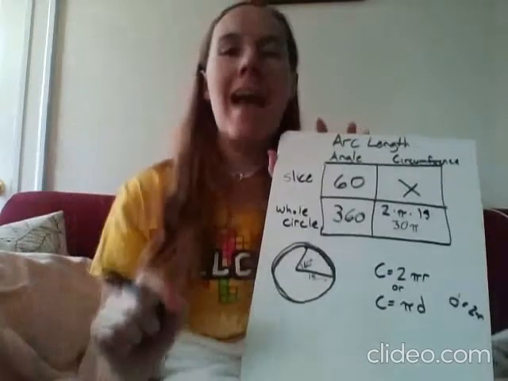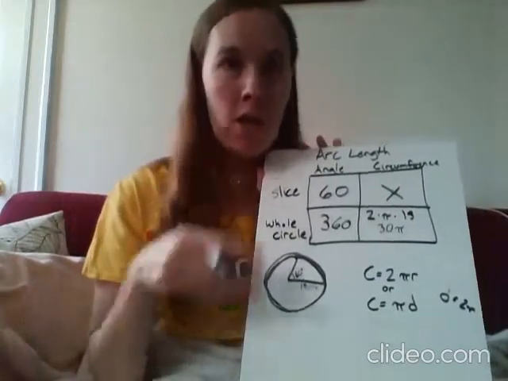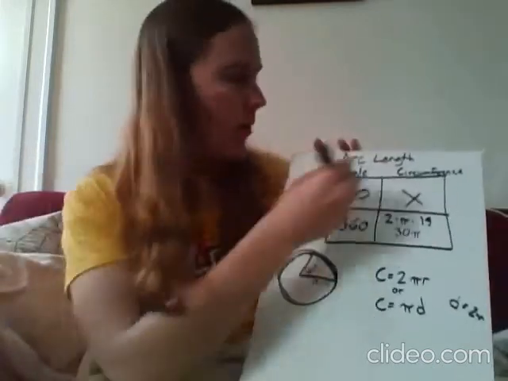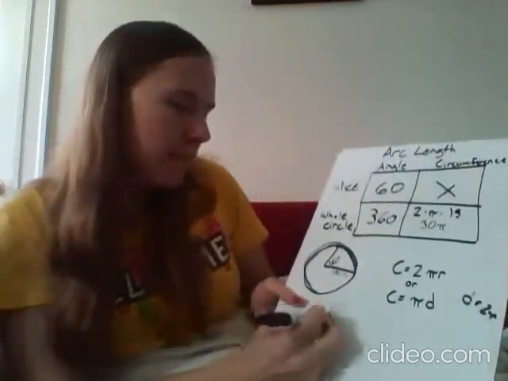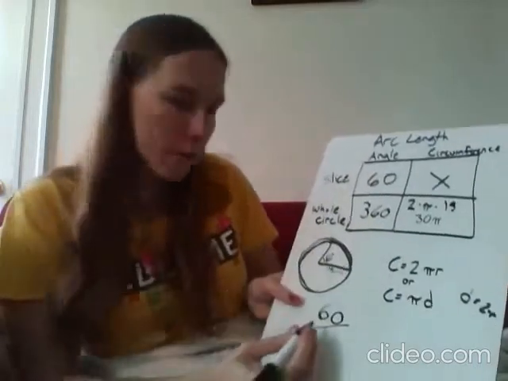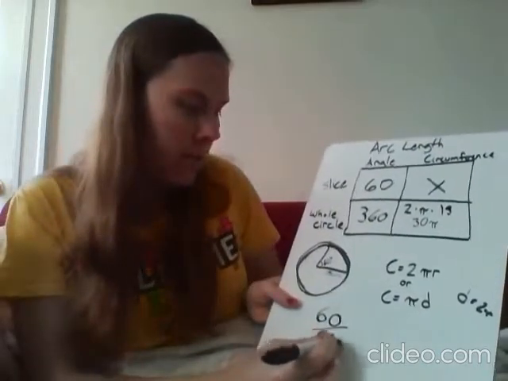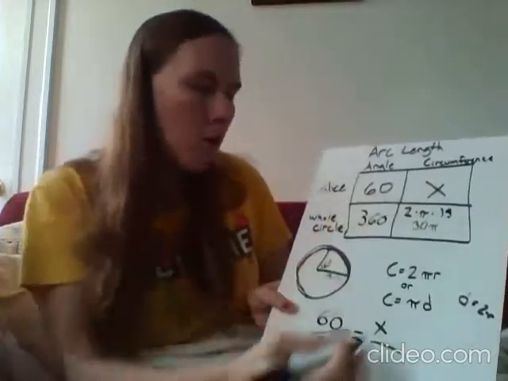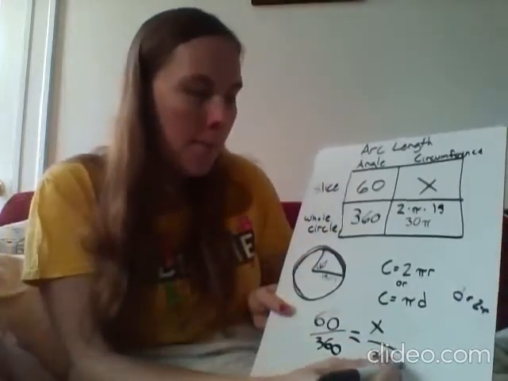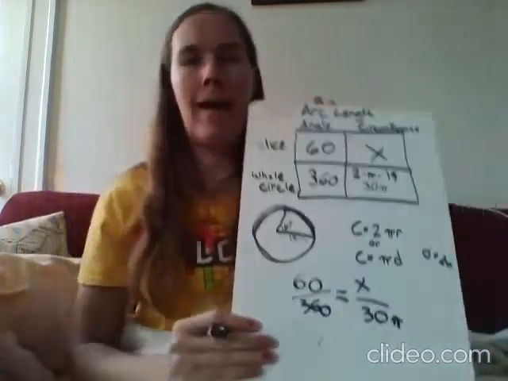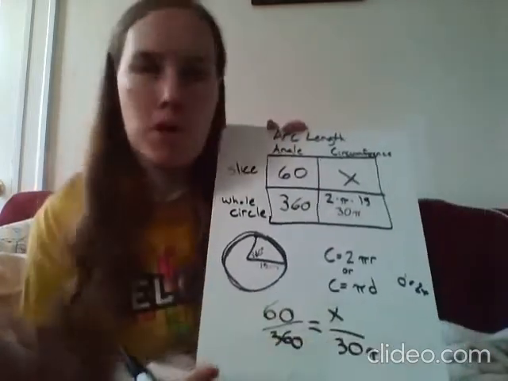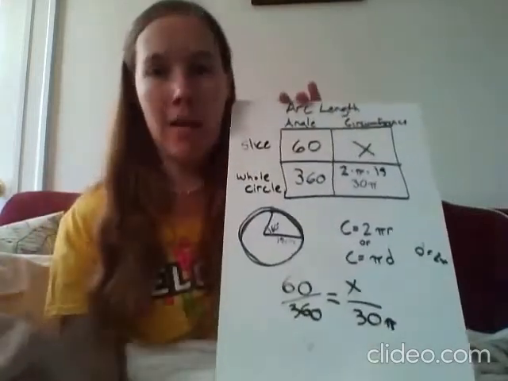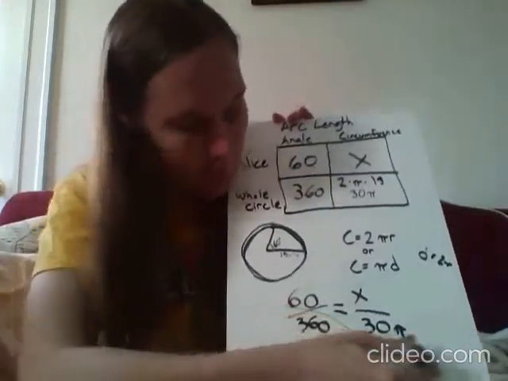Now we do exactly like we did with sector area. So what do we set up? A proportion. So I have my 60 over 360 equals my x over my 30 pi. So we have our proportion, and whenever we have a proportion that's equal, we can cross multiply.